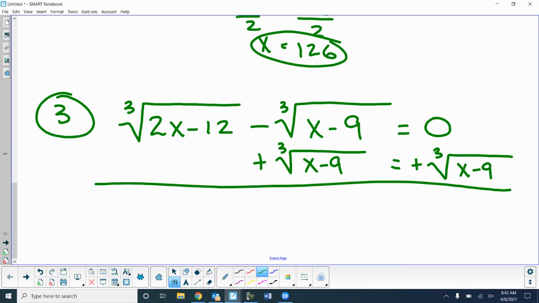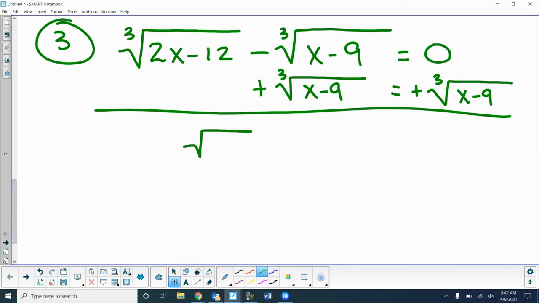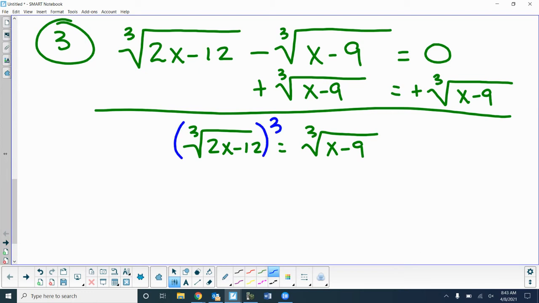Okay, so now I have the cube root of something on each side. So what am I going to do to both sides? Cube them, right? So when I cube them, what happens to the cube root? It goes away, right? Right, Kennedy? So I get 2x minus 12 equals x minus 9. That was pretty easy, right?